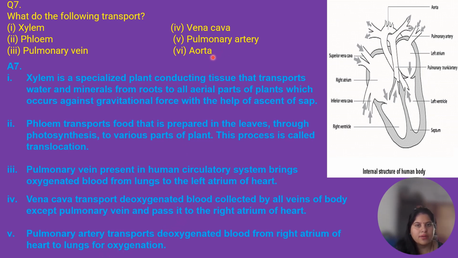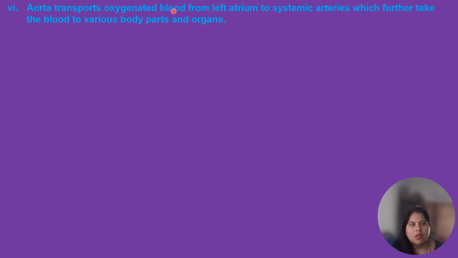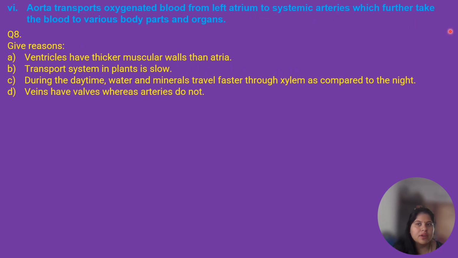Next is aorta. Aorta is the main part of the heart which transfers oxygenated blood from the left atrium to the systemic artery, which further takes the blood to various body parts and other organs.